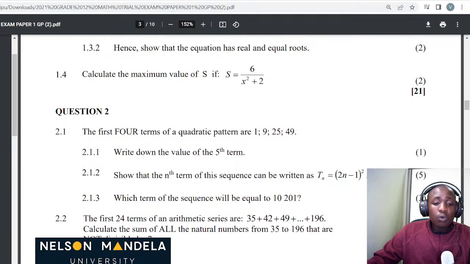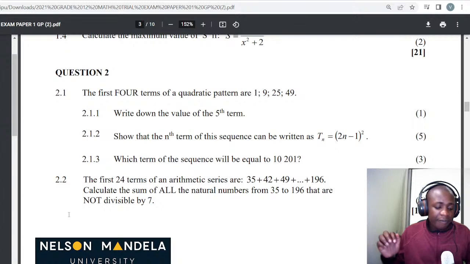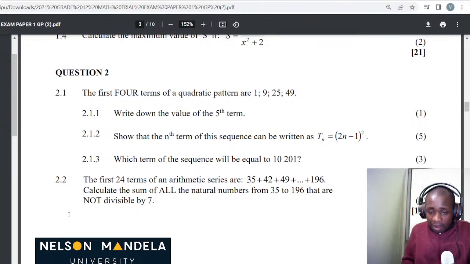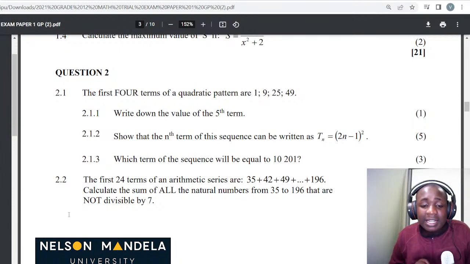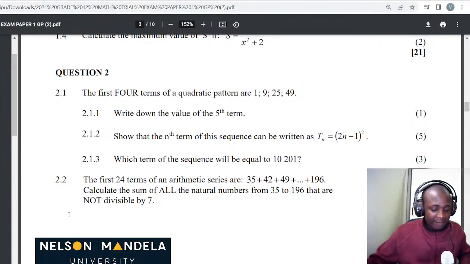So now on 2.2, the first terms of an arithmetic sequence are 35, 42, 49, and so on, and we are given the last term to be 196. Calculate the sum of all the natural numbers from 35 to 196 that are not divisible by 7.